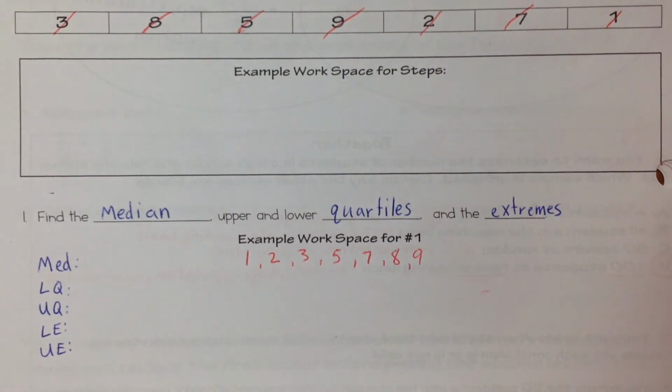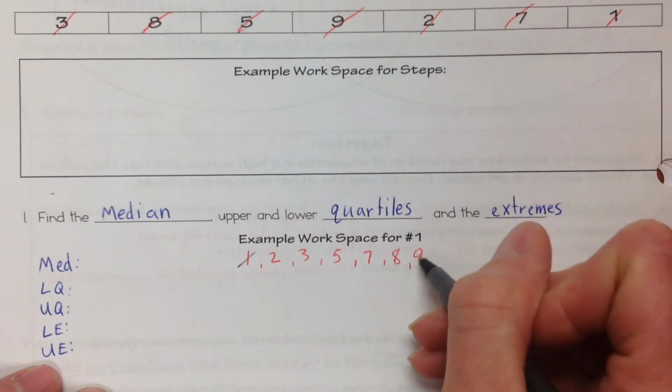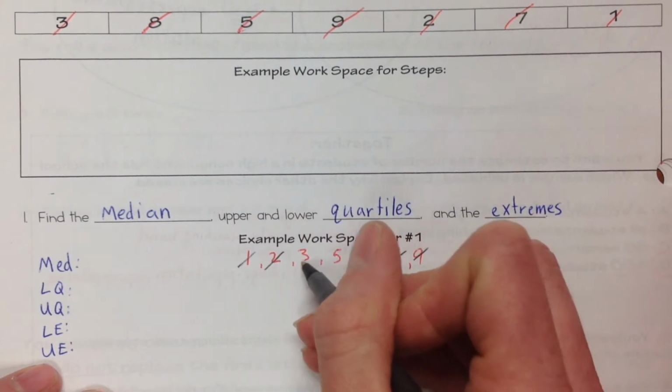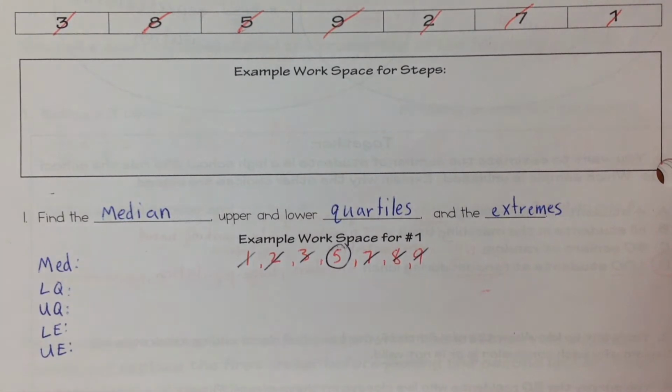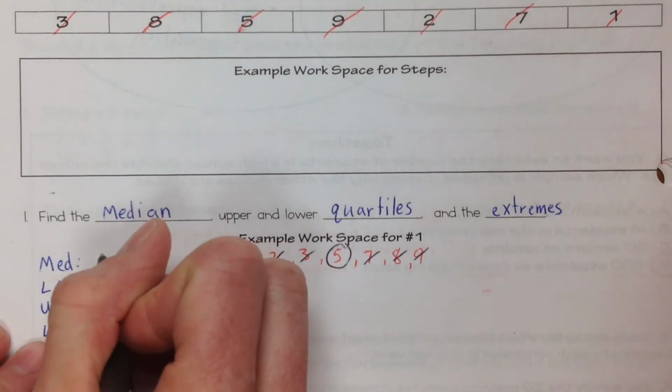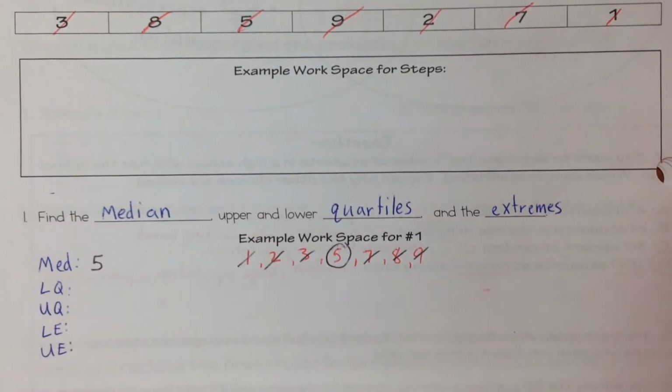Okay, now that it's ordered from least to greatest, I count 1 from the front and 1 from the back. So boom, boom. And so I'm left with a 5. Now, this is purely review, but let me remind you, if you have two numbers in the middle of the median, then you add those two numbers and divide by 2. So you basically find the mean of the middle numbers. Okay, so over here, our median is 5.